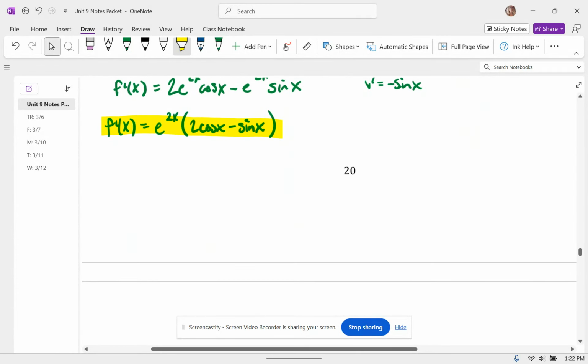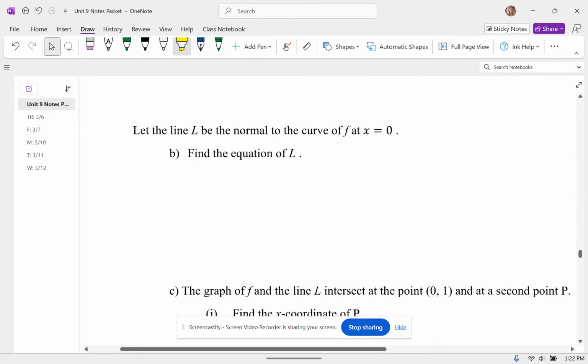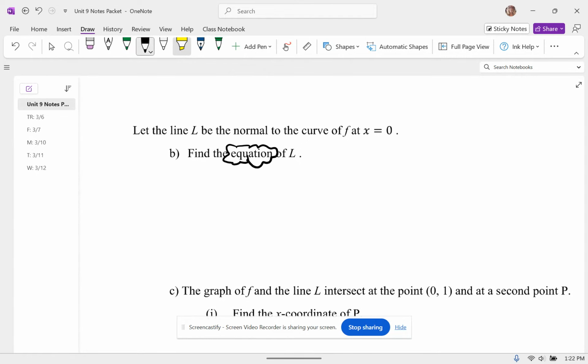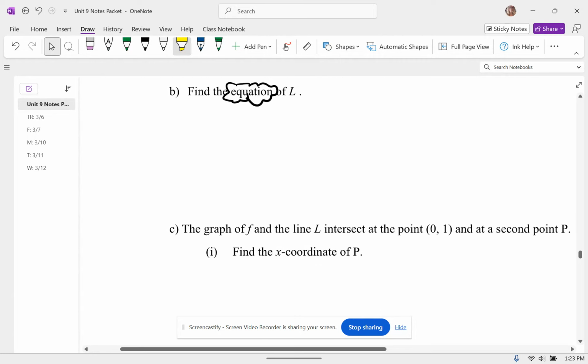All right. Ooh, here we go. It gets worse. Let's go to the next page. It says, let the line L be the normal to the curve of f at x equals 0. Find the equation of L. Calc okay. I'm writing the equation of a line. What should I set up right now? I should set up a little T chart. Or not a T, but 3 parts.